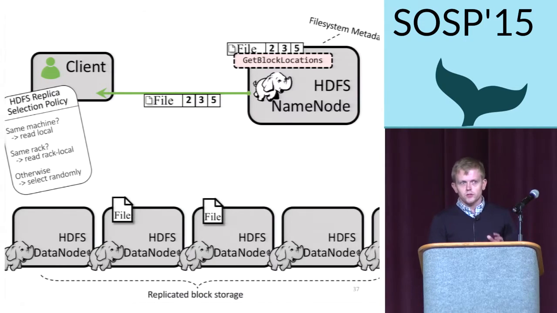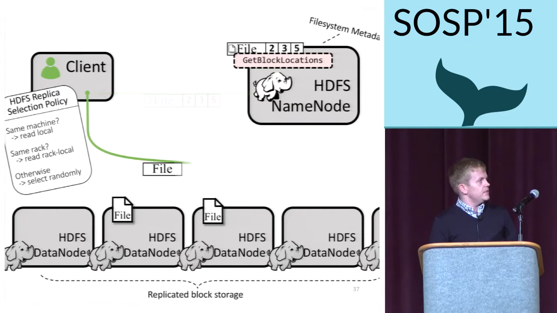Subsequently, the client selects one of the replicas according to HDFS's replica selection policy. The goal of the policy is to minimize network load by selecting topologically close replicas. So first, if the client is running on the same machine as a data node that has a replica, it'll read that local replica. Second, if there are any replicas on the same rack of machines, then a random rack local replica will be selected. The policy uses randomization to break ties in order to spread load. Finally, if there are no local or rack local replicas, then a random off-rack replica will be selected.